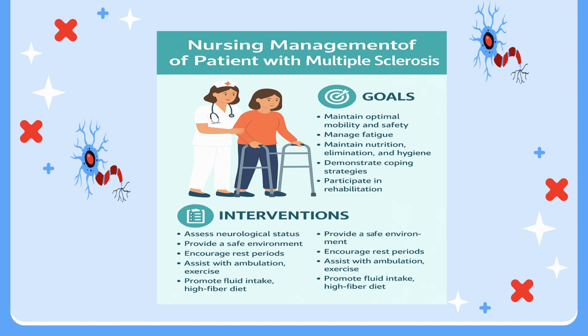Now, nursing management. When we talk about nursing management, our goal should be there, our intervention should be there, right? So in our goal, we have to maintain optimal mobility as much as possible with the limitations and safety, manage fatigue, maintain nutrition, elimination, hygiene, demonstrate coping strategies, participate in rehabilitation. Intervention: assess the neurological status, provide a safe environment, encourage rest periods, assist with the ambulation, promote fluid intake, and a high fiber diet to avoid bladder and bowel incontinence and constipation.